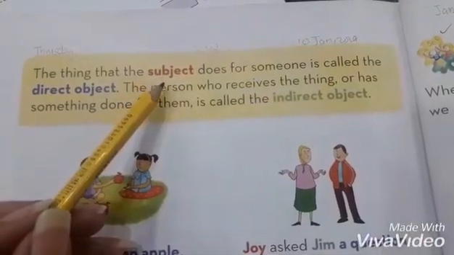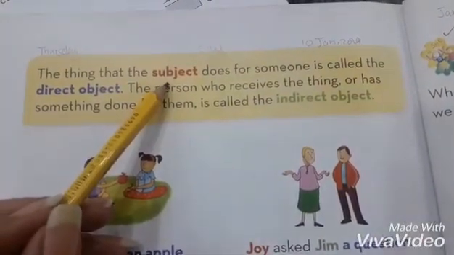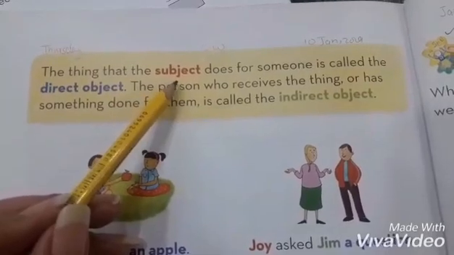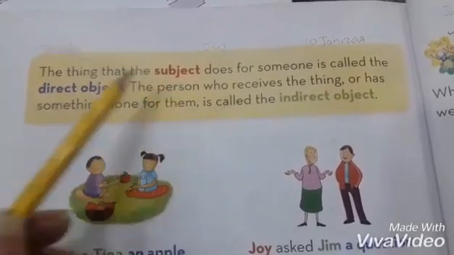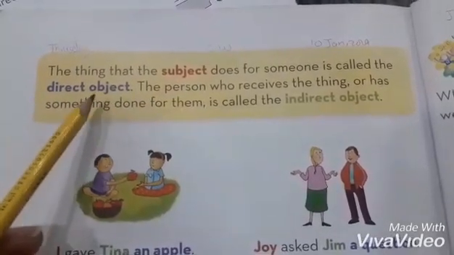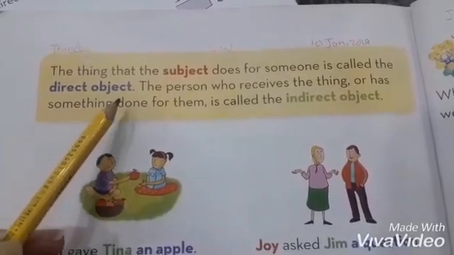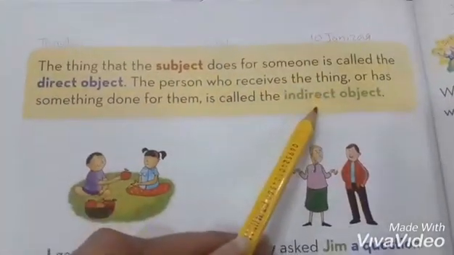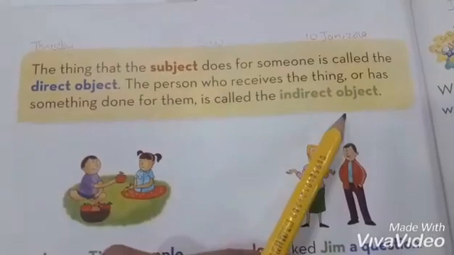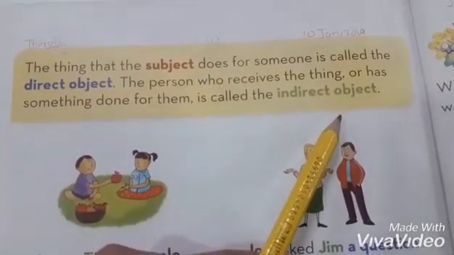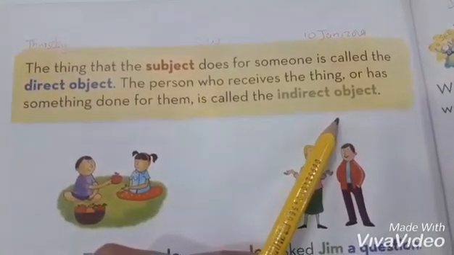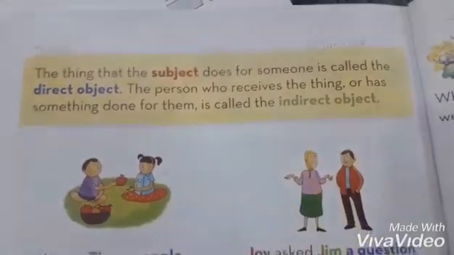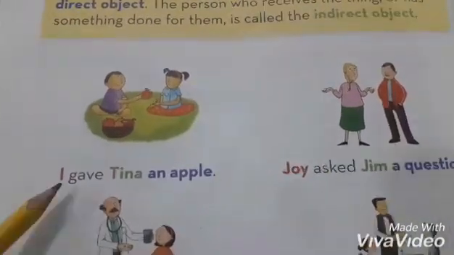What is a subject? A subject is a person or thing that is performing an action. Direct object: it is the receiver of the action. And the indirect object identifies the person or thing for whom the action of the verb is performed. So here we have some examples.